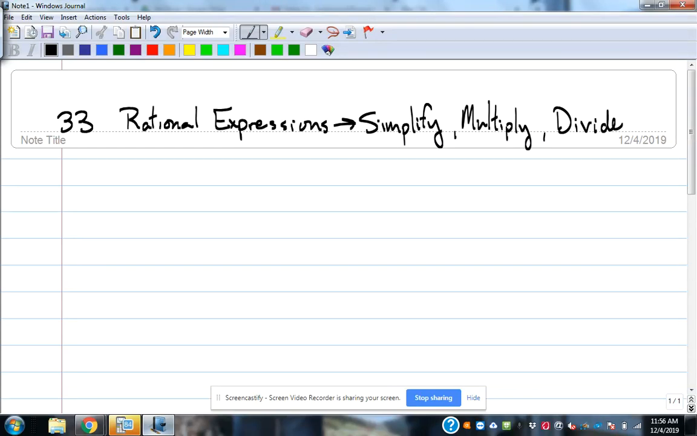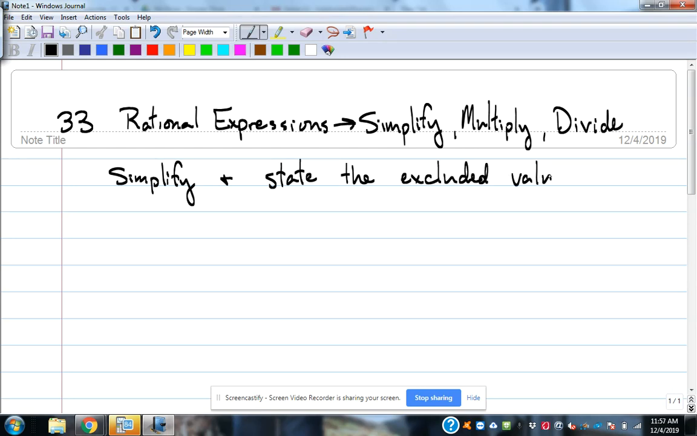Okay, rational expressions, fractions. So we've got to remember all our rules about fractions and how to simplify. And we're going to throw variables in there today. So we've got to state the excluded values. And we'll talk about what those are and why we need those and things.